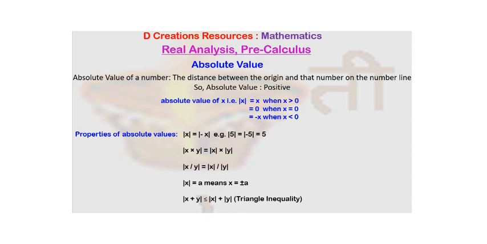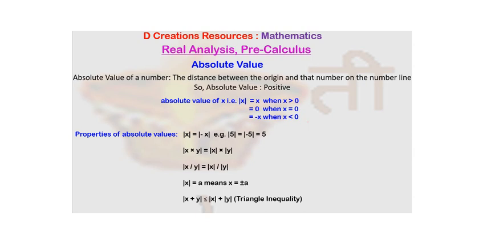When it is negative, say if x is minus 7, then what would be mod of minus 7? It is the distance between the point minus 7 and the point 0 on the number line. So the distance is 7. So in this case, you would see that mod of x is minus x when x is less than 0.